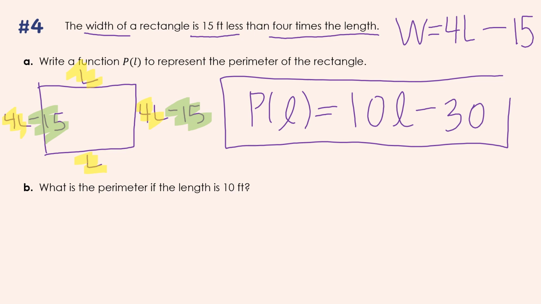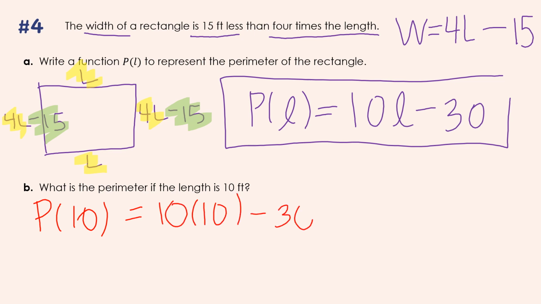So now we're looking for the perimeter when the length is 10. So we are going to substitute 10 in for length. So P of 10. We do 10 times 10, which is 100. And then we're going to subtract 30, which is 70. So our perimeter will be 70 feet.